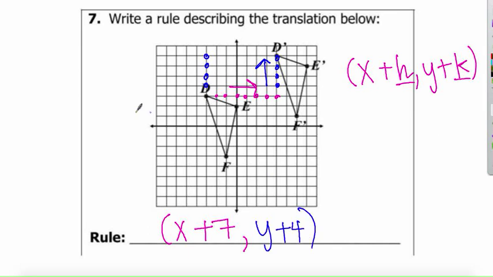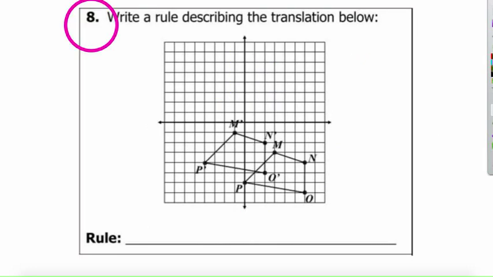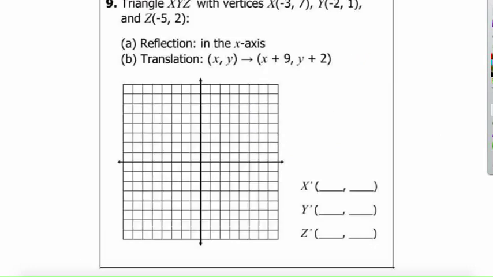Now if it had gone back to the left, it would be minus, and if it had gone down, it would be minus. So we're just focusing in on one of the coordinates. Now you're certainly welcome to check all 3, but they're all moving the same way. So you can just pick one of the coordinates and see how it moved over and how it moved up to write the rule. So number 8 is another one you're going to try on your own.